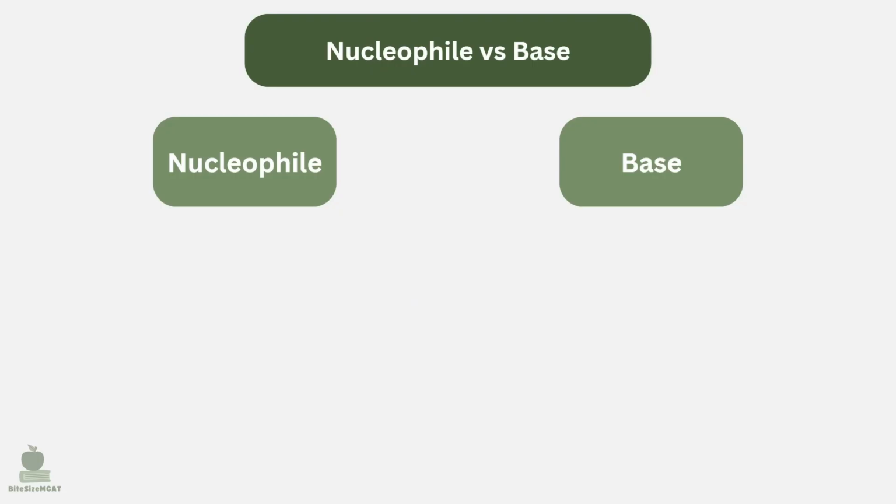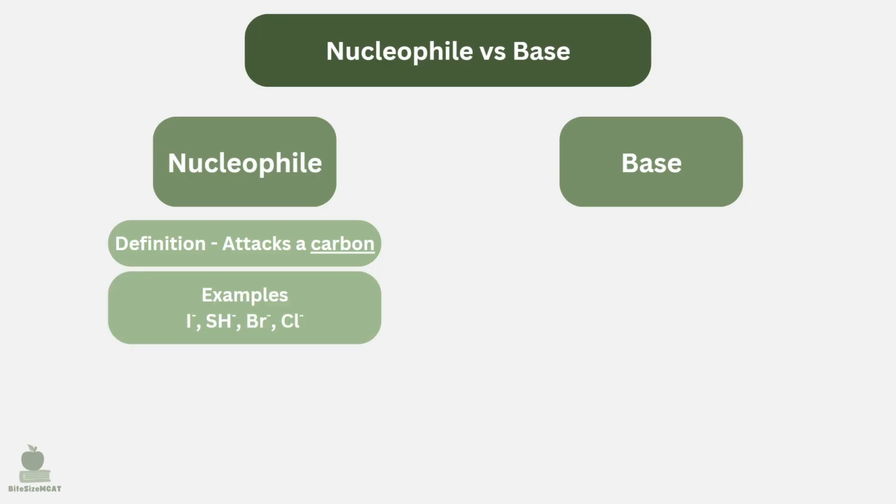First, let's talk about two major players and some definitions here. The nucleophile is something that simply attacks a carbon. A nucleophile can be much more than that, but for the context of these reactions, a nucleophile attacks a carbon. Nucleophiles have high electron density and want to donate that density. Now, when I say attack, this means forming a bond with. So a nucleophile will form a bond with a carbon atom. Some examples include iodide, thiols, bromides, and chlorides.